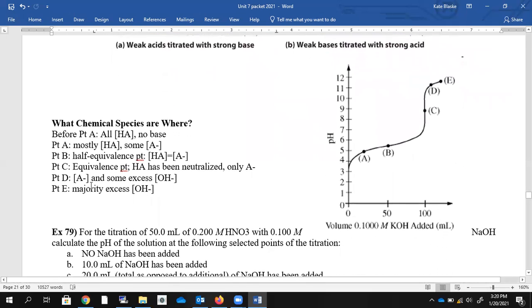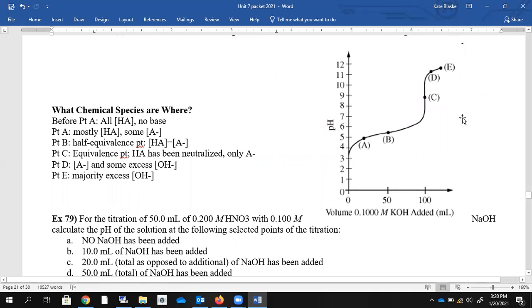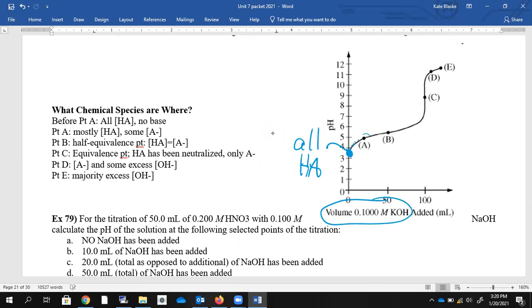So something else that is a common question for AP to ask is about what chemicals exist at what points in a titration. At the very beginning of the titration, I don't have a letter here, but at the very beginning, this is all acid. As we start to add in some of our strong base to the solution, at point A, we're going to have mostly acid still. Some of that acid will have reacted with some of that base and left behind some A minus. So at point A, it's mostly H plus, a little bit of A minus.